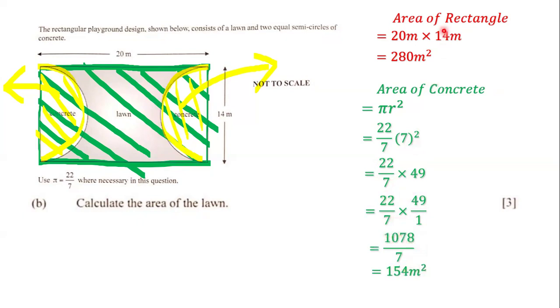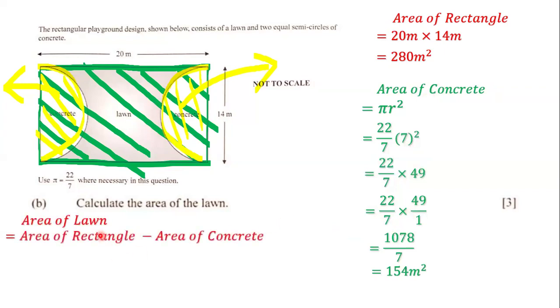Now we have the area of the rectangle and the area of the two semicircular portions, so we're going to subtract. The area of the lawn is equal to the area of the rectangle minus the area of the concrete. That's 280 meters squared minus 154 meters squared. Our answer is 126 meters squared, and that is the area of the lawn.